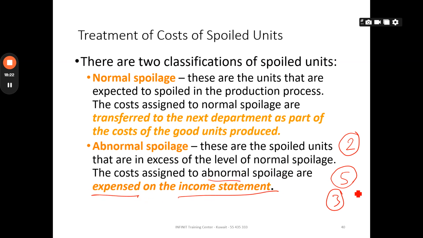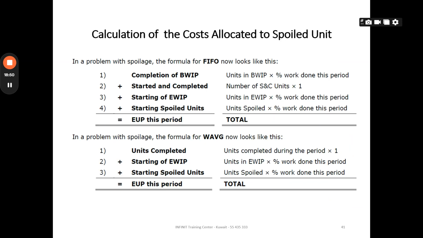So whatever the cost added to these 3 units, we will not transfer to the next department as a cost of goods sold or a cost of inventory. This we will expense immediately, because this spoilage happened maybe because of your inefficiency. It is not expected. So this will be considered as an expense and it will be immediately charged to the income statement. Okay, so that's what abnormal spoilage is.